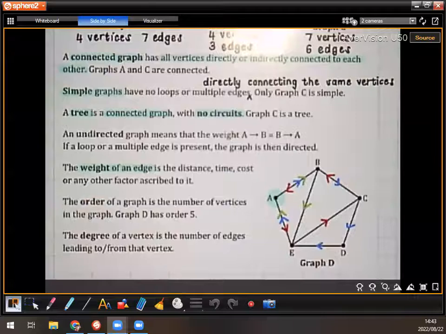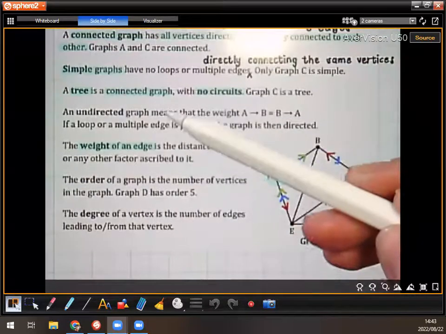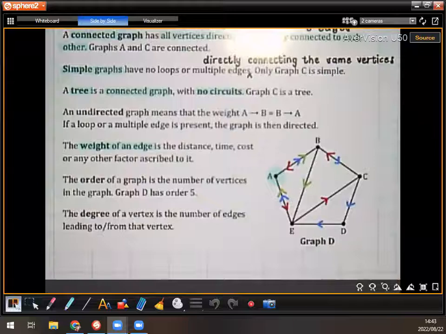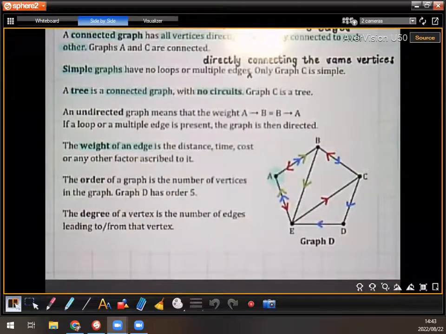Alright, the weight of an edge. So guys, don't write undirected graph. Please write weight first. Alright, guys, the weight of an edge is the distance, time, cost, or any other factor ascribed to it. Basically, you'll get graphs with numbers written next to an edge. Okay, and each number is going to represent something.